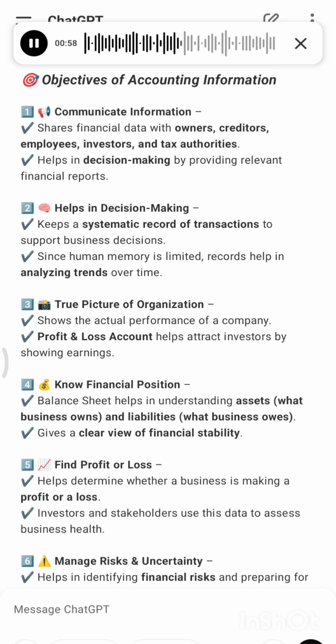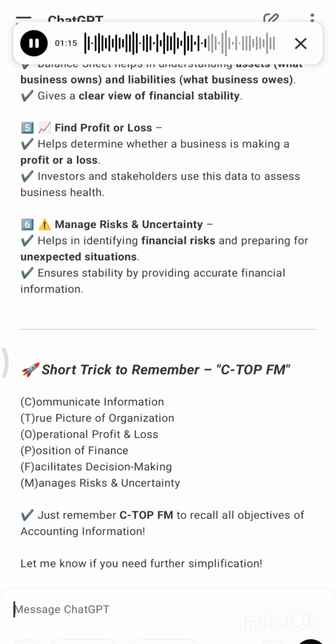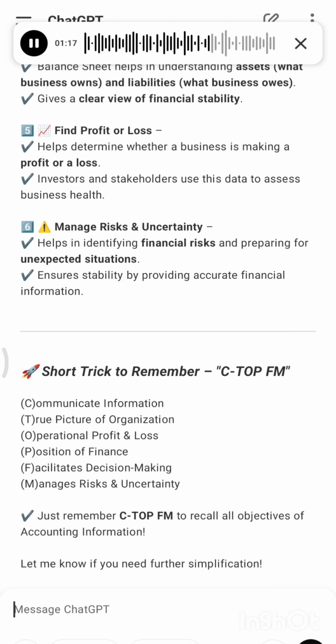4. Shows financial position. Balance sheet helps in understanding assets, what the business owns, and liabilities, what the business owes. Gives a clear view of financial stability. 5. Find profit or loss. Helps determine whether a business is making a profit or a loss. Investors and stakeholders use this data to assess business health.